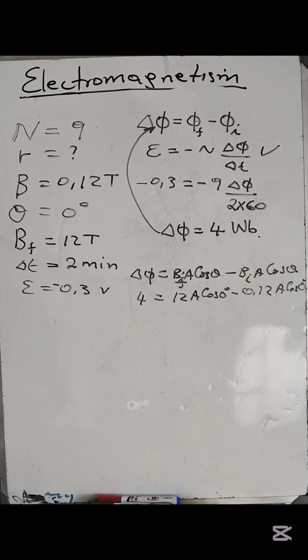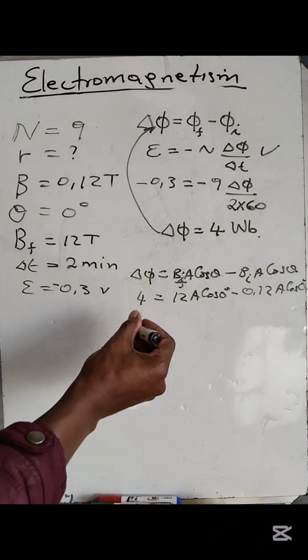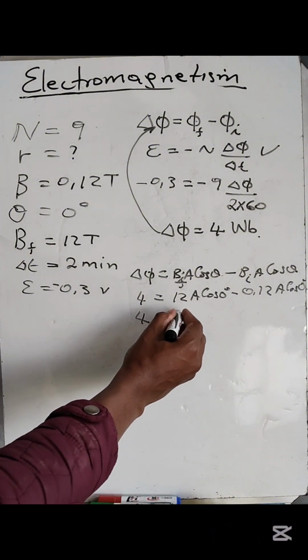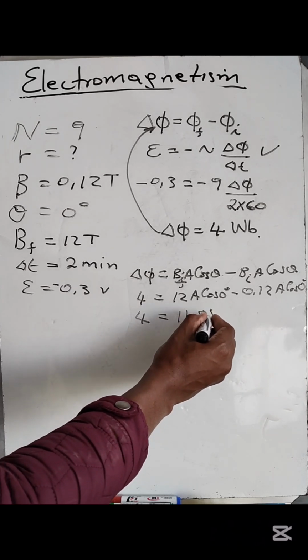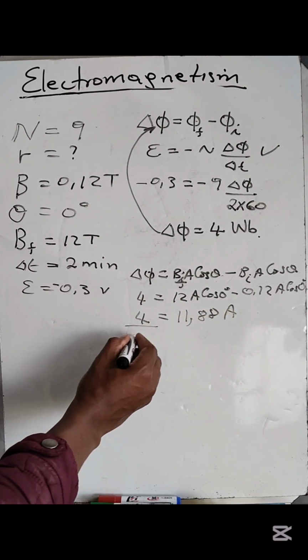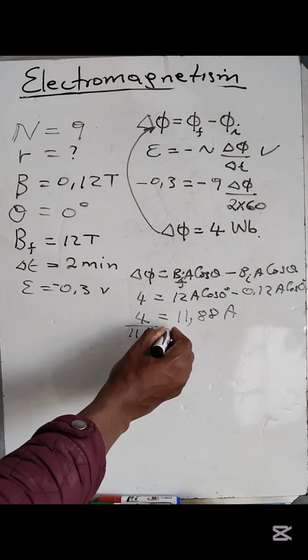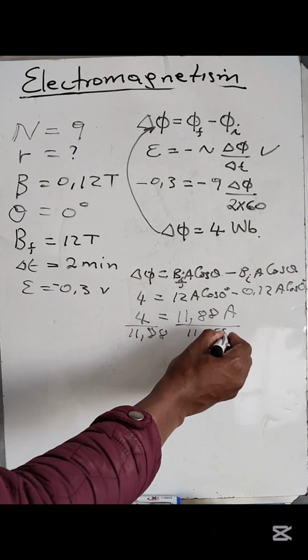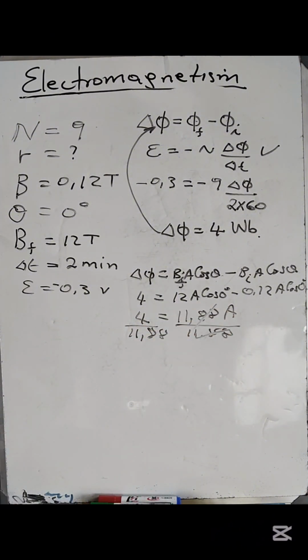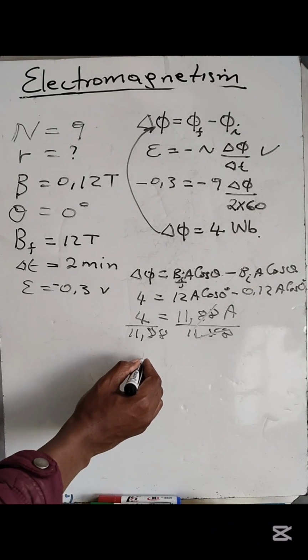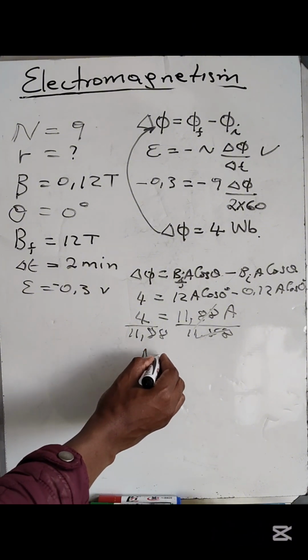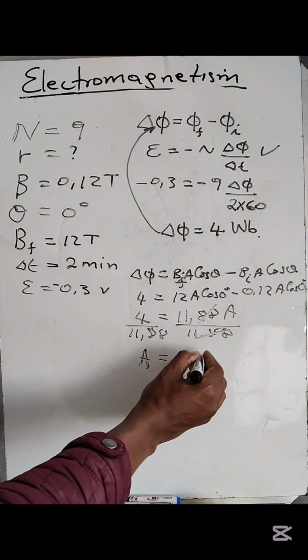Then we press the calculator. So 12 cos 0 minus 0.12 cos 0. The answer there is 11.88. Then we divide both sides by 11.88. So then we get the answer, the area, which is equal to 0.33.